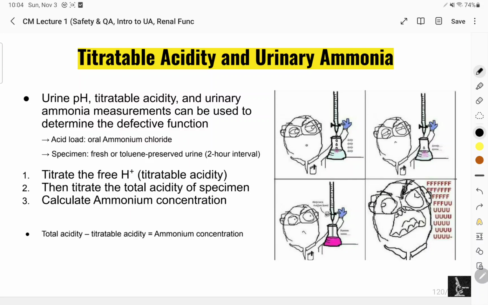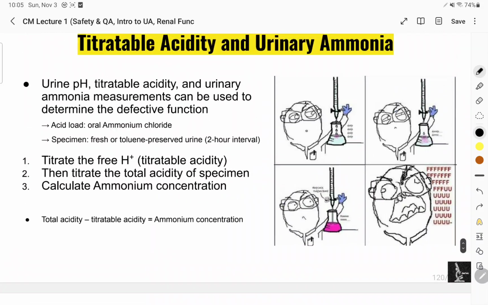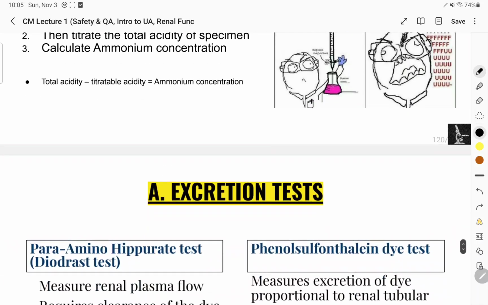Okay, so the ammonium concentration is calculated via the total acidity minus the titratable acidity, so that could be your ammonium. The phosphate amount is small. Mostly it is ammonium. So dihydrogen phosphate is hardly used. So more on total acidity, then minus the free hydrogen or titratable acidity, and if calculated, that is the amount of your ammonium concentration. Okay?